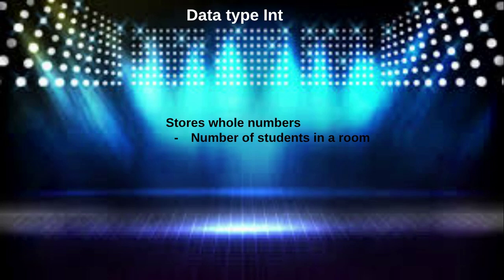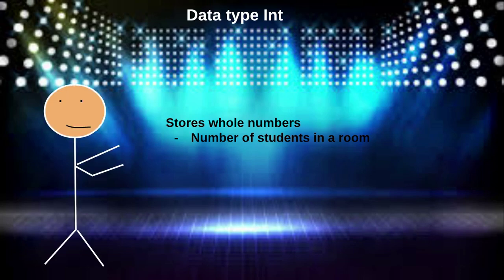The first one is data type int, represented by Max. This data type stores whole numbers, and for example, it's like the number of students in a room. You can't have 26.5 students in a room. It has to be 26 or 27. So as long as it's a whole number, it can be -7, 2, 200, 1000, anything.